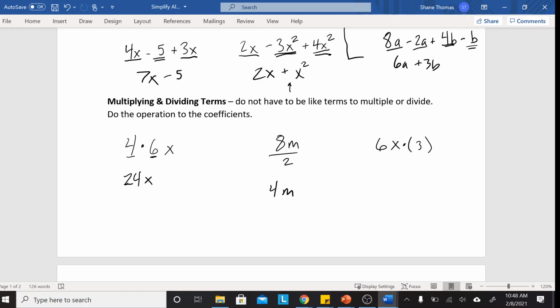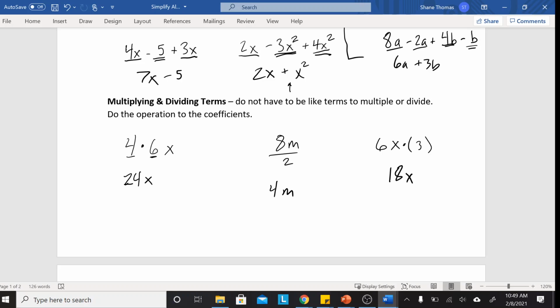Heidi? 6x times 3 is? What was the number? I only heard x. 18? Is that what we said? Yeah. Yep, good. 18x. Good. All right, all we did was just do the operation to the thing out front. Okay. Any questions so far? All right, let's keep going.